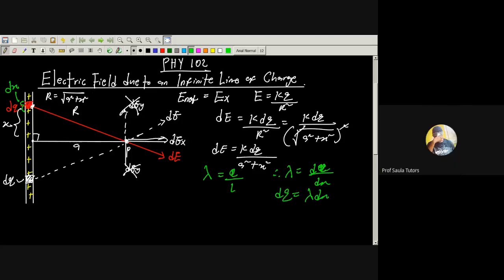Are you following? There are some cases where I'm doing this. So therefore, let us plug it in. What do we have? We have dE equal to k, what is now my dq? Lambda dx. Good. Over a squared plus x squared. All together.